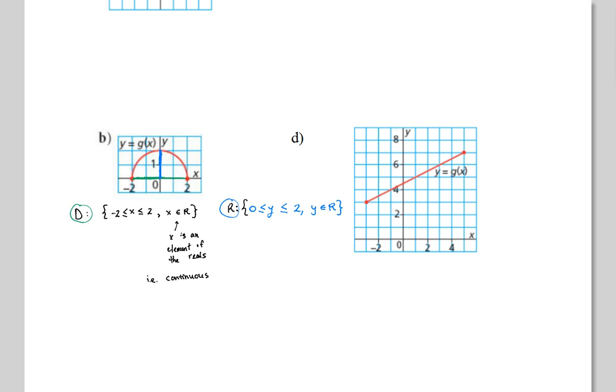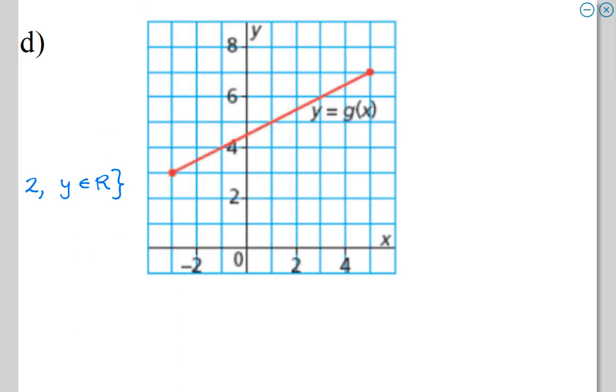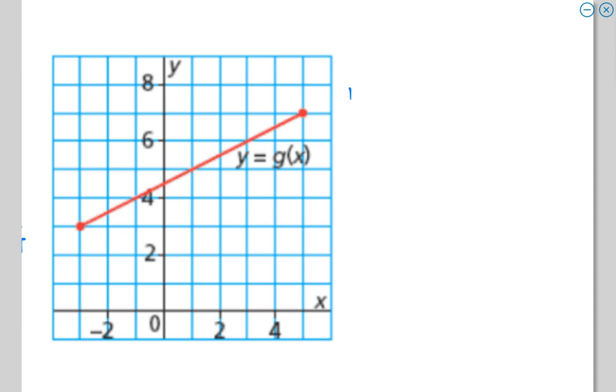Okay, let's try D. Let's see if we can do this one now that we've done one already. All right. I'll use black ink here. Domain. What does a squiggly bracket mean again? Beautiful. Set. So it's the set of all x. That's the domain. Set of all x. So which x's are okay?